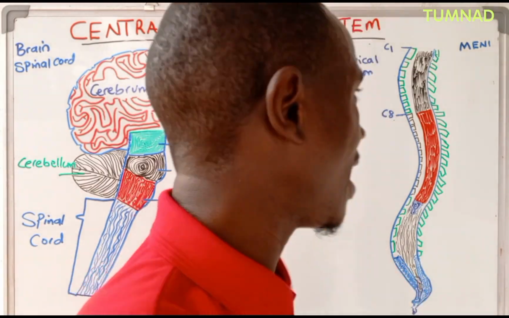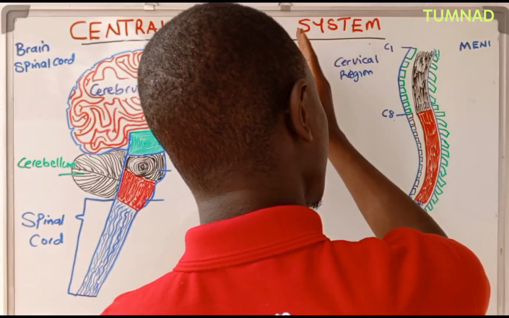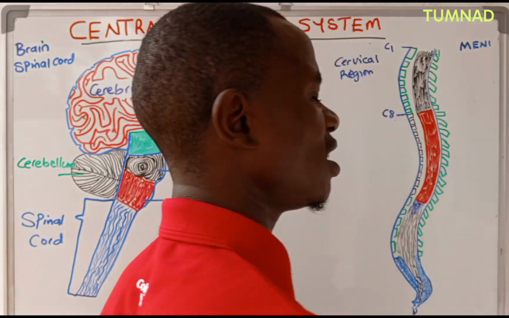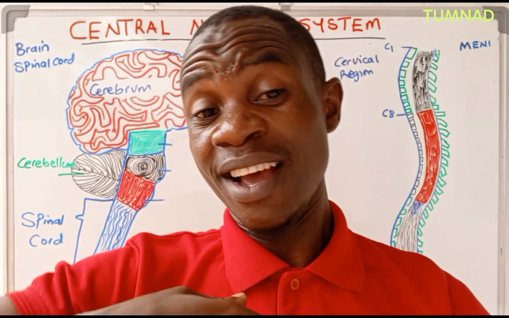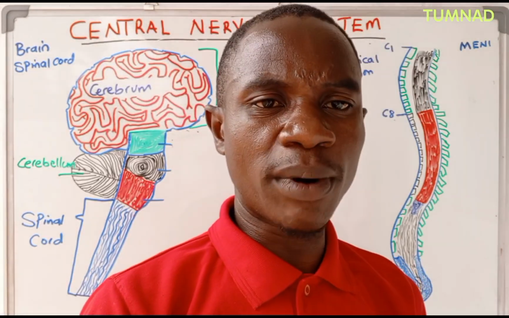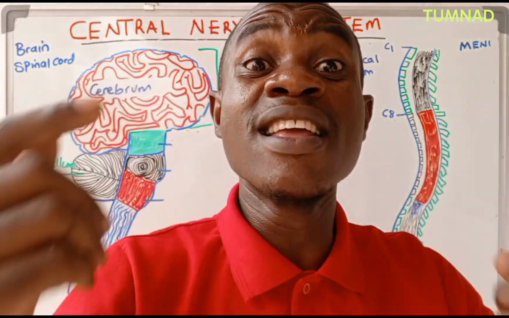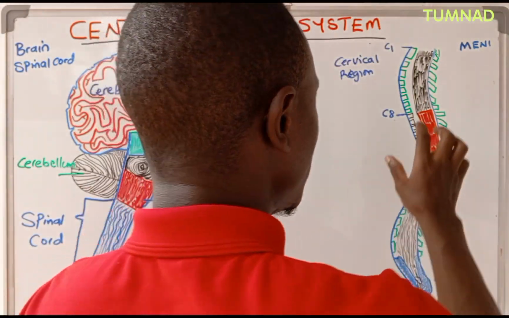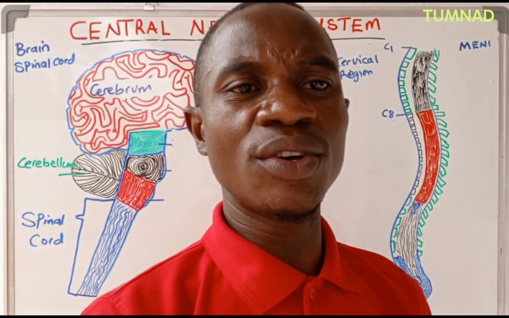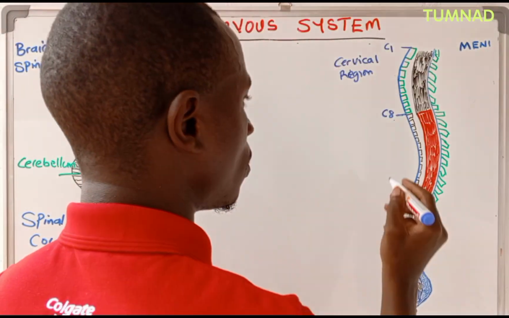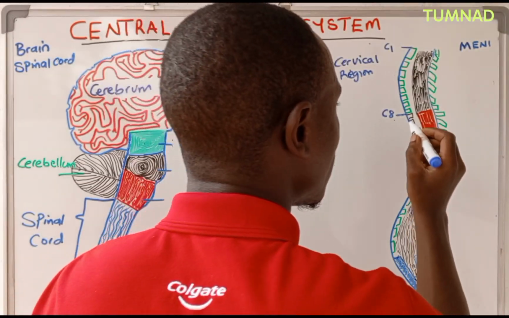Okay, they are pairs. Some exit from this side and others exit from the other side. In other words, the spinal nerves are in pairs, left and right. Now from the cervical region, as you move down, this region here is now what we call the thoracic region.